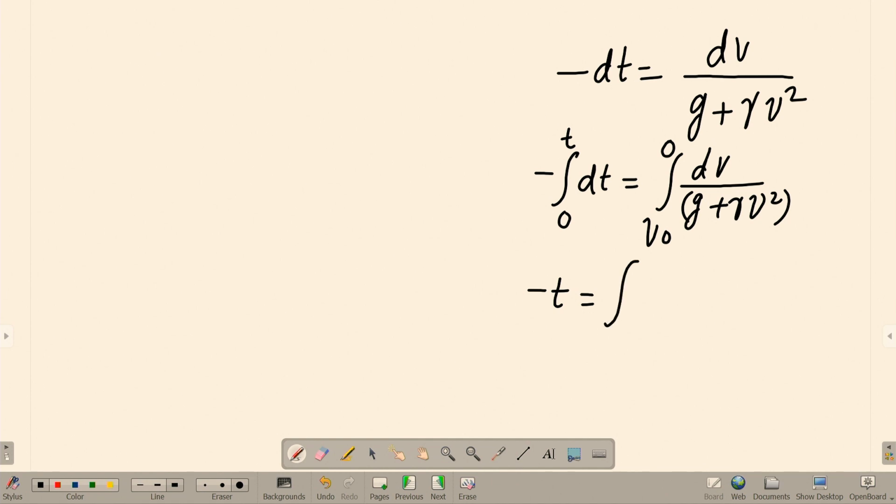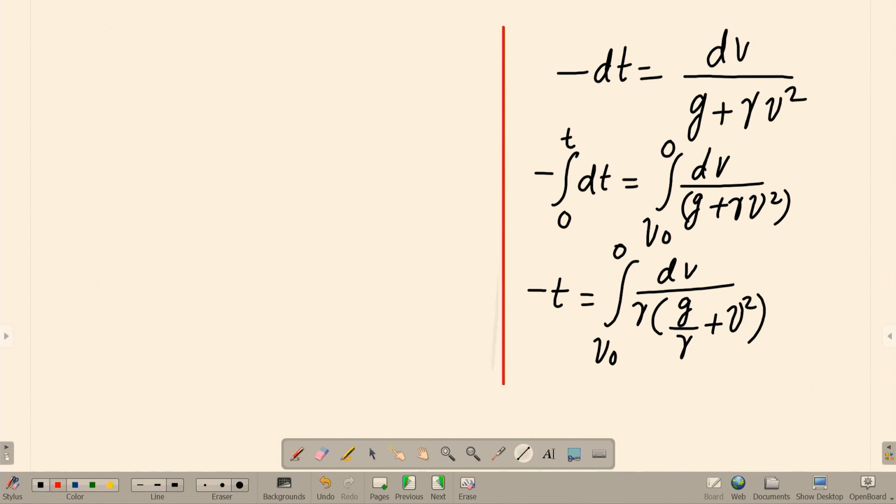Here you can do some simple mathematical manipulation. dv divided by, I am going to take 1 by gamma common. If I take 1 by gamma common, you can see that gamma multiplied by, I can write g by gamma plus v square. There is a reason for this. You will soon understand why we are doing this mathematical manipulation.